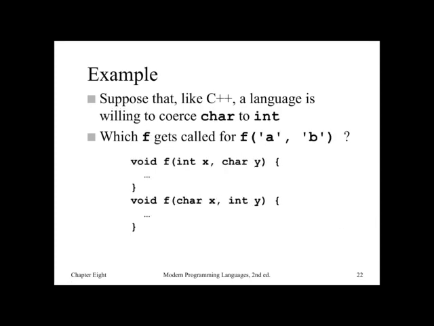Here's another example. Suppose also like C++, we've got a language willing to turn a character into an int, right? And I've got these two functions f. This one, f, takes an integer and a character. Those are the two parameters. And this is just overloading, right? I now have an f that you can pass an integer and a character, and I've got an f that you can pass a character and an int. But they're both f, and depending upon the type, I'll decide which function I'm going to call.